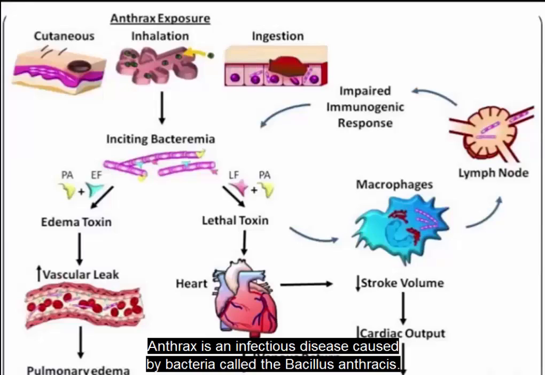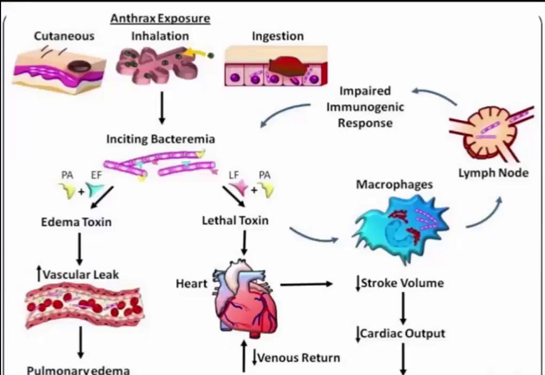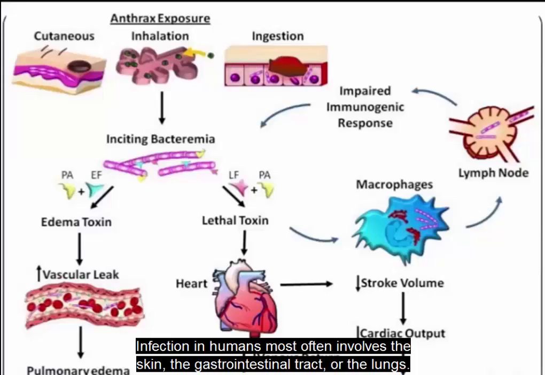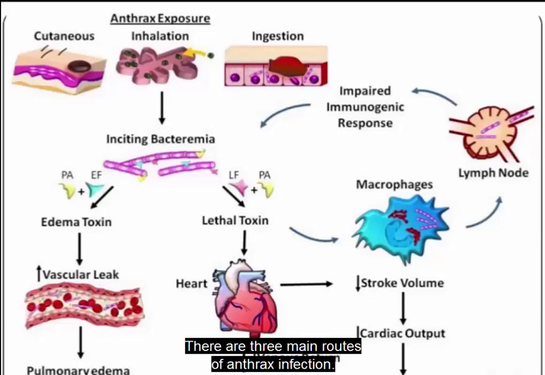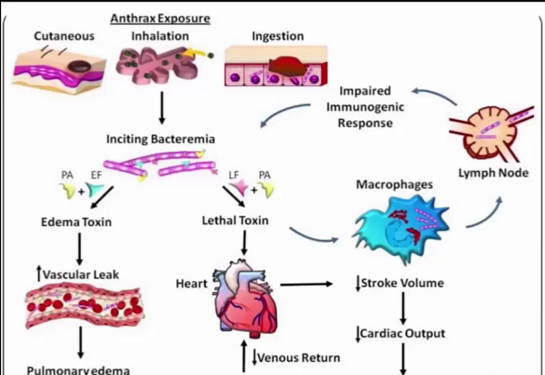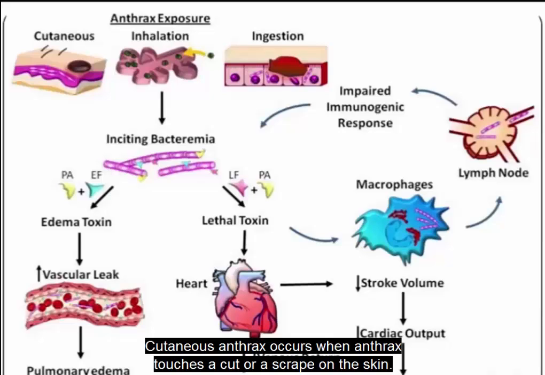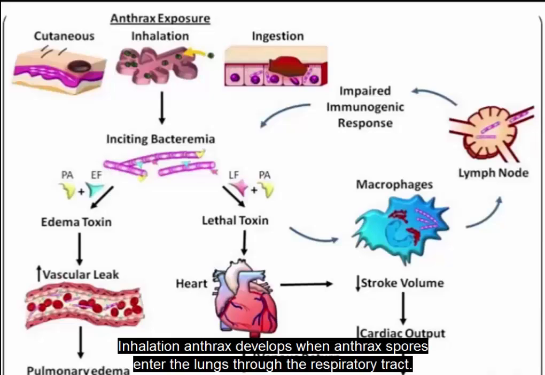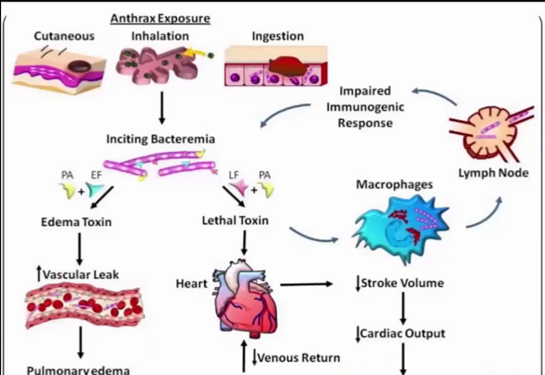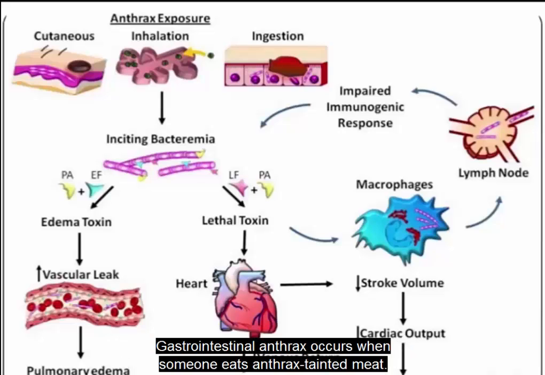Anthrax is an infectious disease caused by bacteria called Bacillus anthracis. Infection in humans most often involves the skin, the gastrointestinal tract, or the lungs. There are three main routes of anthrax infection. Cutaneous anthrax occurs when anthrax touches a cut or scrape on the skin. Inhalation anthrax develops when anthrax spores enter the lungs through the respiratory tract. Gastrointestinal anthrax occurs when someone eats anthrax-tainted meat.